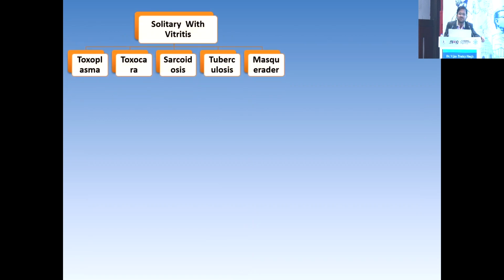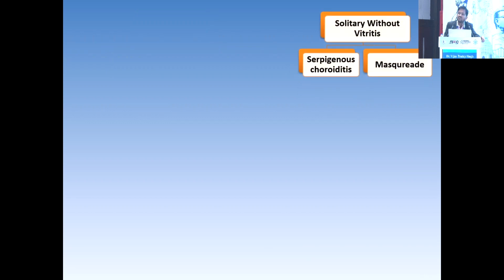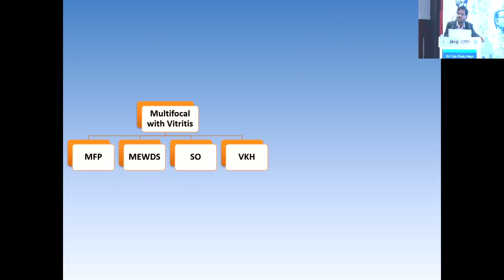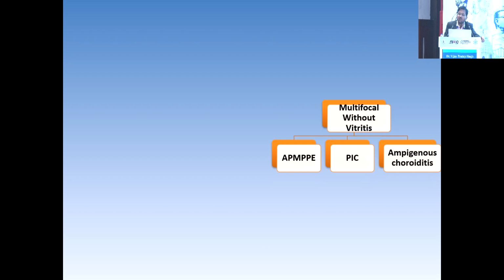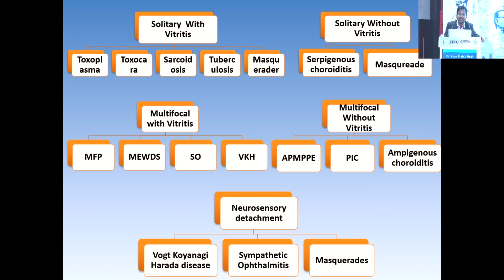So, summarizing: if we are having solitary lesions with vitritis, think of toxoplasma, toxocara, sarcoidosis, tuberculosis, and masquerades. If we are seeing solitary lesions without vitritis, think of serpiginous choroiditis and masquerades. If we are seeing multifocal lesions with vitritis, think of multifocal choroiditis, MEWDS, SO, and VKH. If we are seeing multifocal lesions without vitritis, think of APMPPE, PIC, and ampiginous choroiditis. And if we are seeing patients with neurosensory detachment, think of VKH, SO, and masquerades.